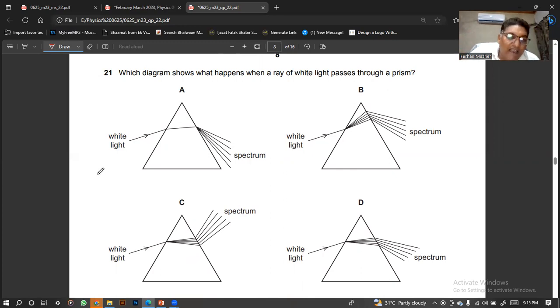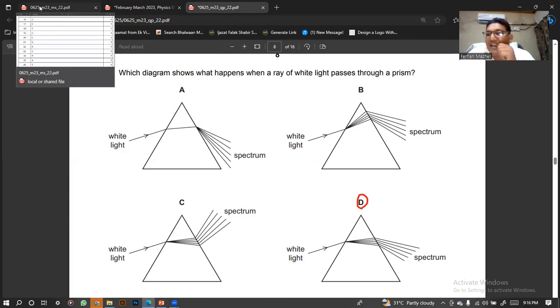Okay, so the angle here, which it has shown, if you draw a normal here, the light when it enters from the air into the dense medium will bend towards the normal. And when you draw a normal here, the light will bend away from the normal. So D is the right option, sir. When the light entered here, it has split into its colors. So D is the proper diagram, which is the right diagram.